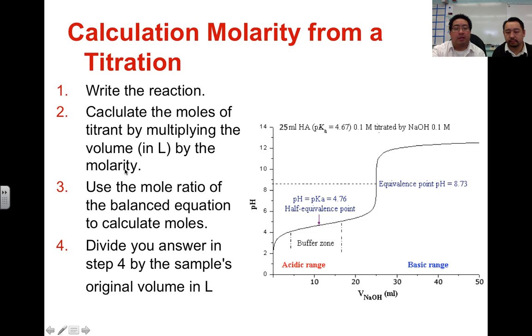So we can figure out how much of the titrant we added by multiplying the volume by the molarity. And then we can use the mole ratio from the balanced equation to calculate the moles of our unknown. And then we can divide by the original sample's volume to figure out the molarity. Right. And once you have that, you've got your molarity concentration.